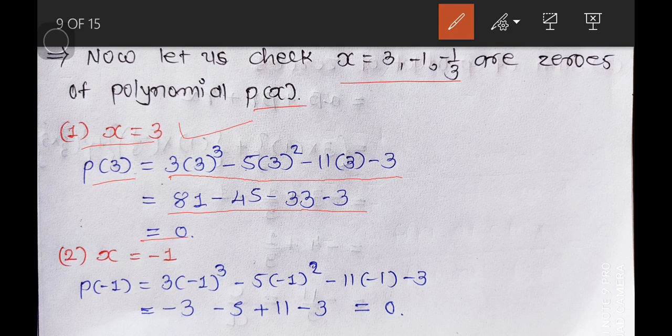Now about x is equal to minus 1. We replace x by minus 1. So we get p of minus 1 is equal to 3 into minus 1 cube minus 5 into minus 1 square minus 11 into minus 1 minus 3, which is minus 3 minus 5 plus 11 minus 3. Evaluating it, we get p of minus 1 is equal to 0. So we can say that x is equal to minus 1 is also a zero of the given cubic polynomial.